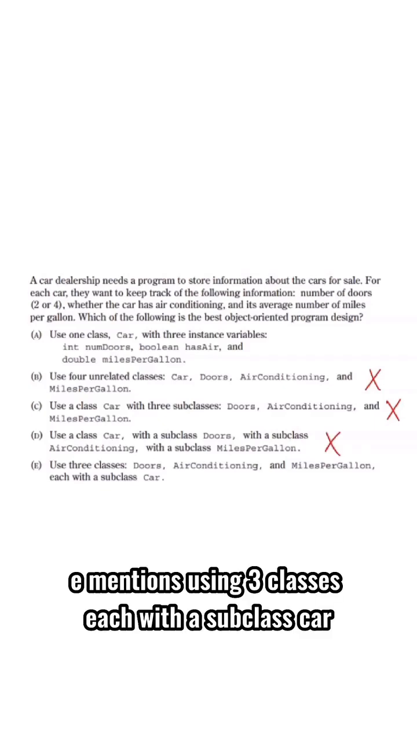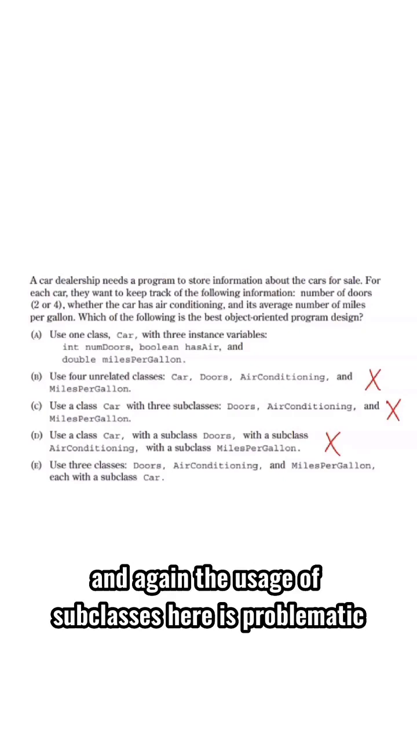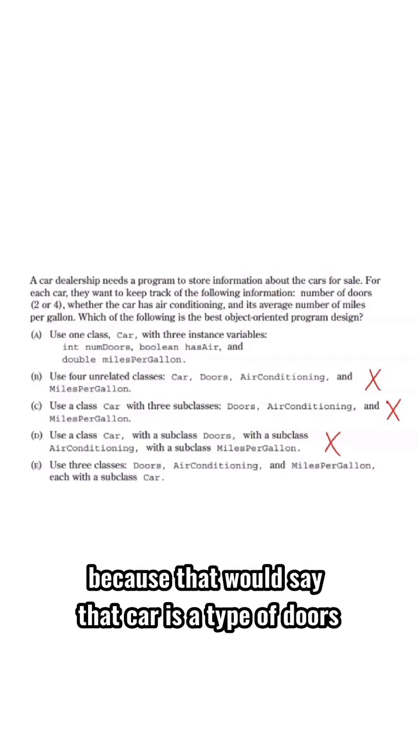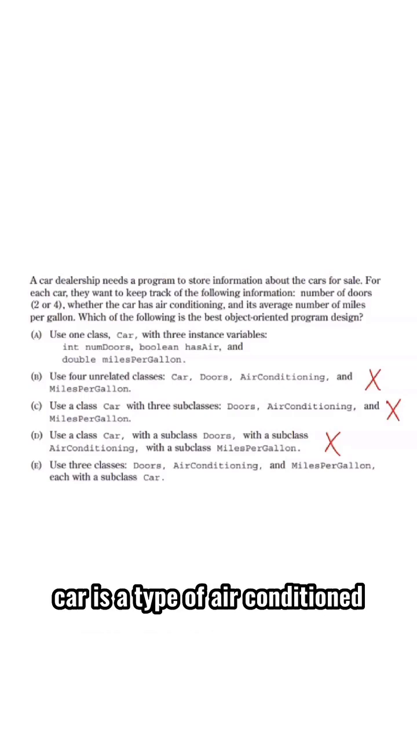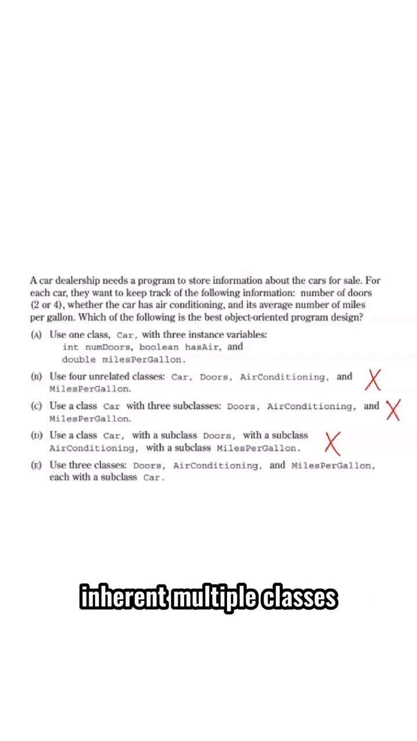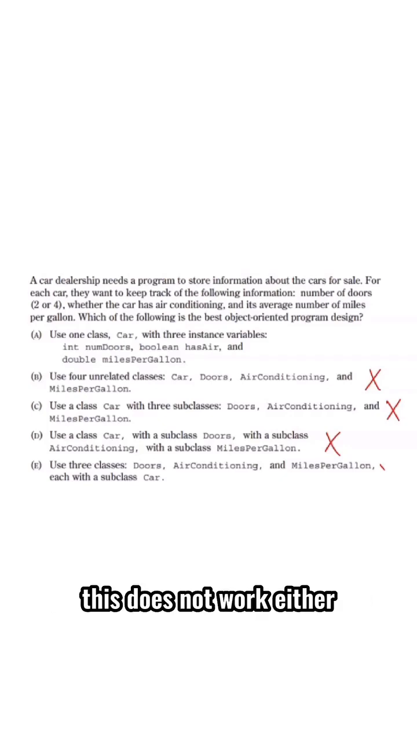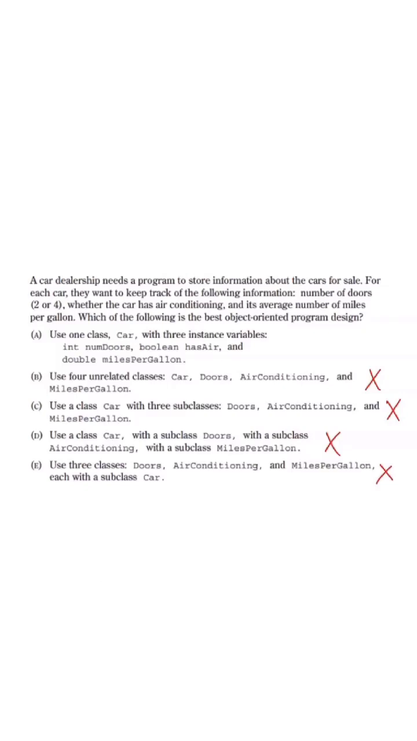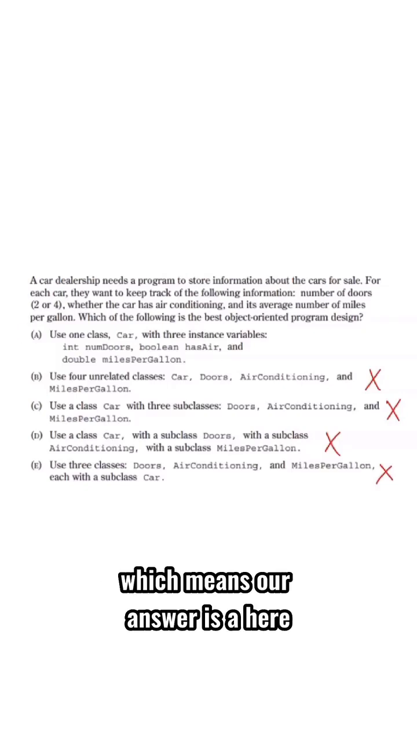E mentions using 3 classes, each with a subclass car. And again, the usage of subclasses here is problematic because that would say that car is a type of doors, car is a type of air conditioning, car is a type of miles per gallon. You usually can't even have a class inherit multiple classes. So this does not work either, which means our answer is A here.